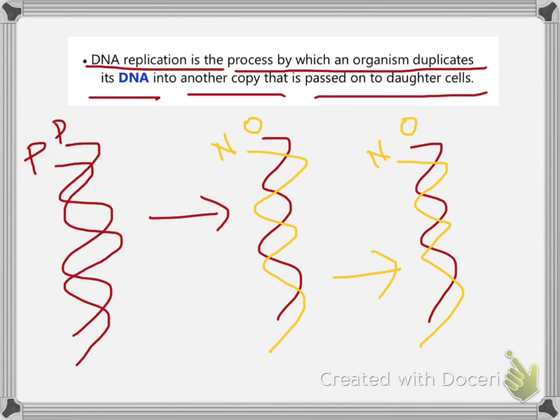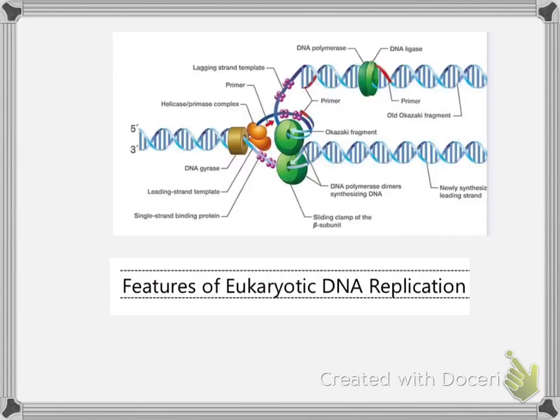This is the replication. So DNA replication is the process by which an organism duplicates its DNA into another copy and that is passed to the daughter cells. Now let us discuss what are the features of eukaryotic DNA replication.